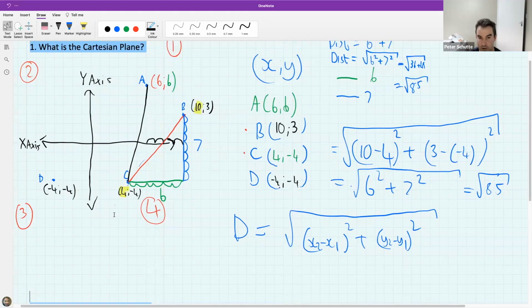Okay, Isa has asked a very good question. How do you know which is x1 and which is x2? It doesn't matter as long as you're consistent. What I normally do is the one that's further away from me, I make it the second point. So in this case, I'll make A the second point and C the first point, but it doesn't matter as long as you're consistent. So if I choose 6 to be my second point, then I must also start with the 6 up here as the second point for y.